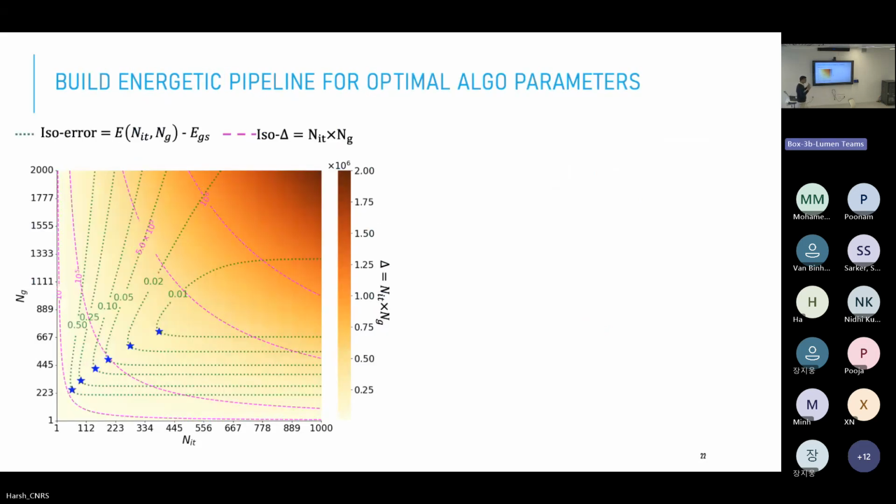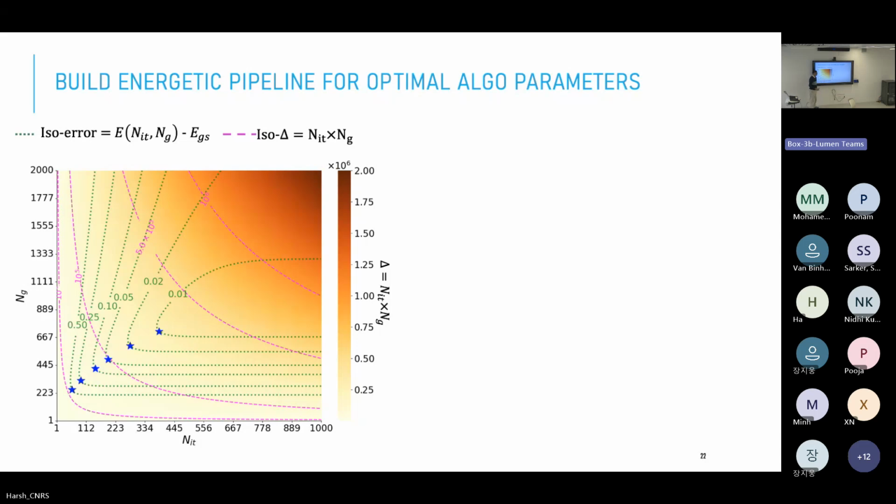Having access to this pipeline where I can build scaling laws and energy consumption models, you can explore the trade-offs in this hardware-agnostic resource consumption play. What I show here is the total number of gate operations, that is, number of iterations times number of gates. So that's the background for this optimization. The green dotted lines here are the error curves. So if my error is 0.01, I am on this line. If it is 0.02, I'm on another line, and so on.